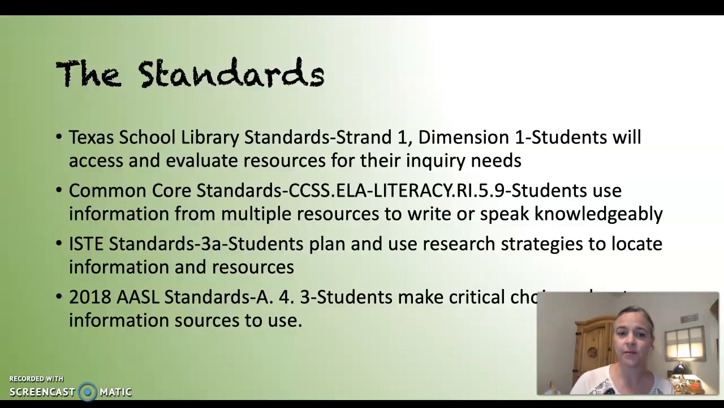Today we're going to learn how to use the Big Six research method to conduct research for your class project. The standards that we're going to be using today in our lesson and in our research are from the Texas School Librarian Standards.